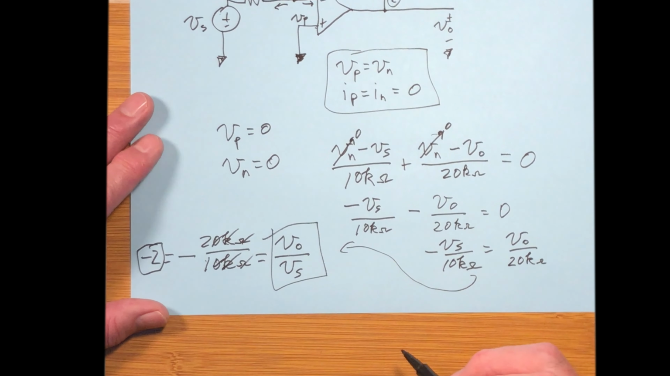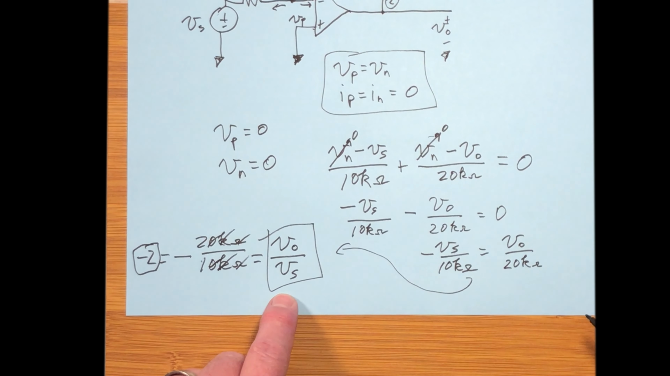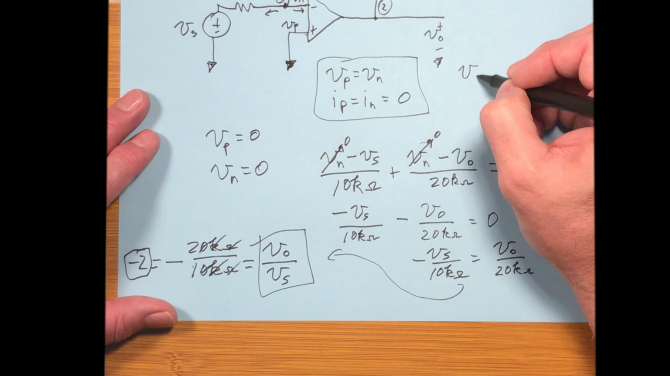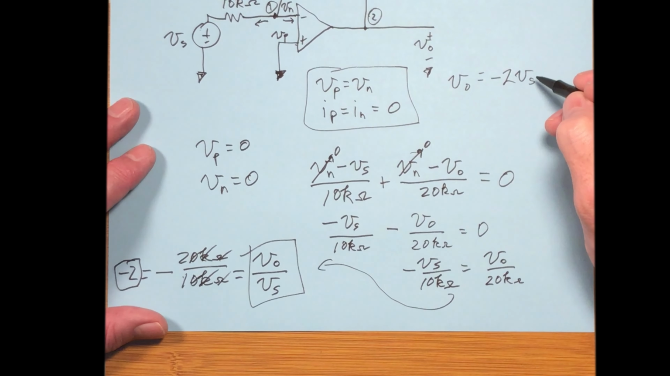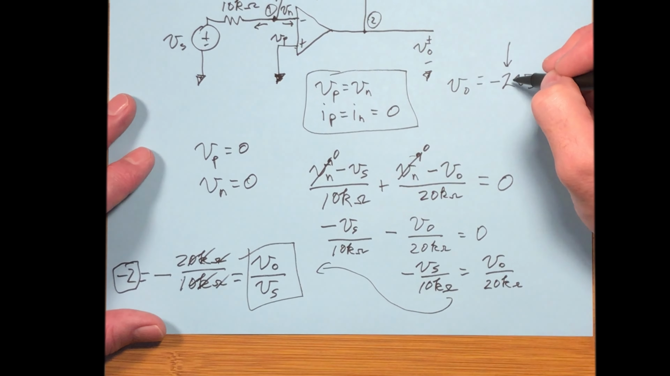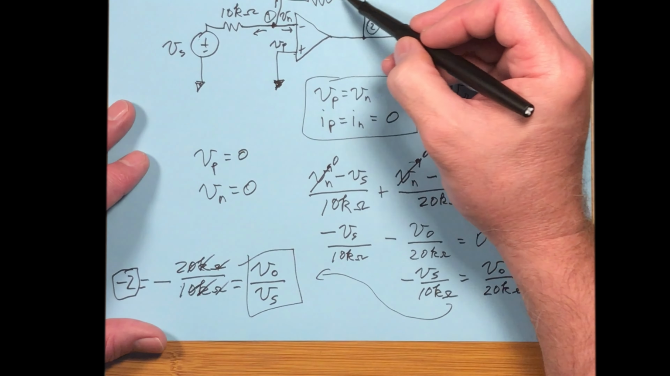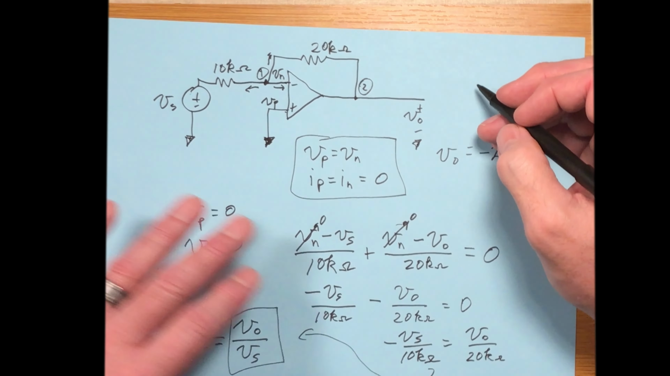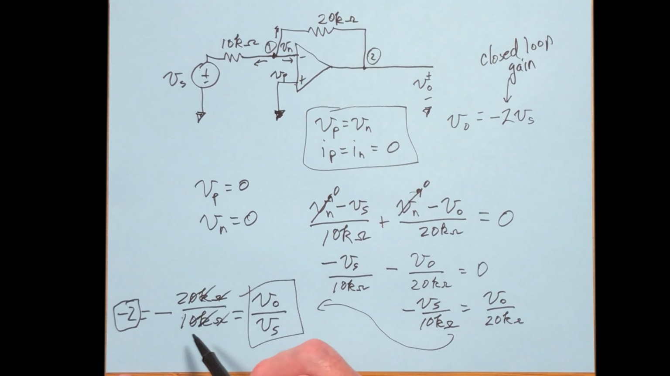So there, I just solved this circuit. That, by the way, is also called the closed loop gain, because V output is equal to -2 times V sub s, which was the input. So this is the amount of gain that you have for your output compared to your input. And we had a closed loop here with our feedback resistor, so that's why that is called the closed loop gain. The -2 is the closed loop gain, and we've just computed the closed loop gain.